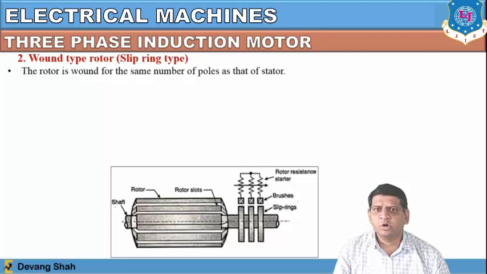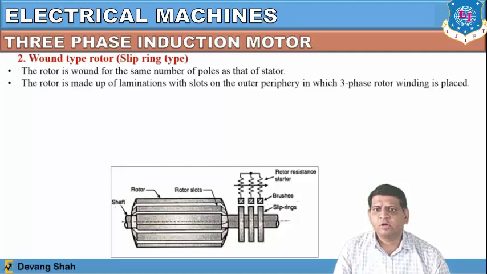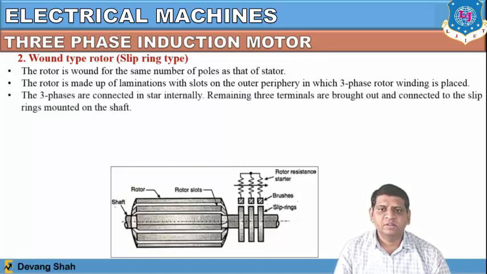This rotor is wound for the same number of poles as that of the stator. The rotor is made up of laminations with slots on the outer periphery, in which a three-phase rotor winding is placed. The three phases are connected in star internally. The remaining three terminals are brought out and connected to slip rings mounted on a shaft. So these are mounted on a shaft here, and the three phases are connected with the slip rings.